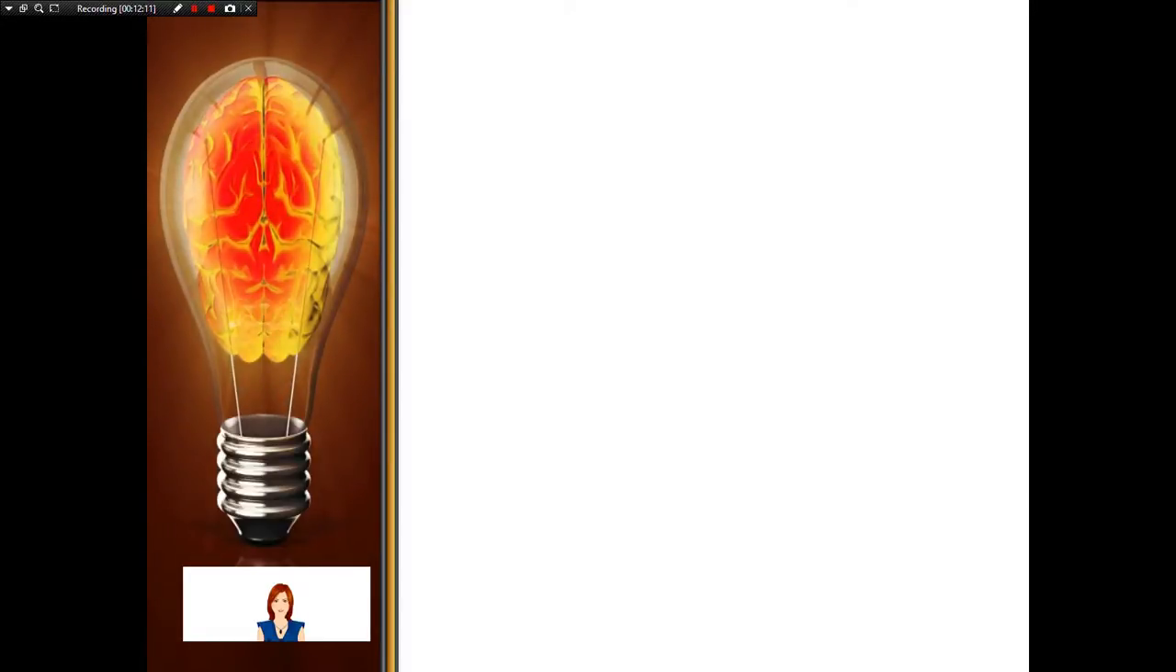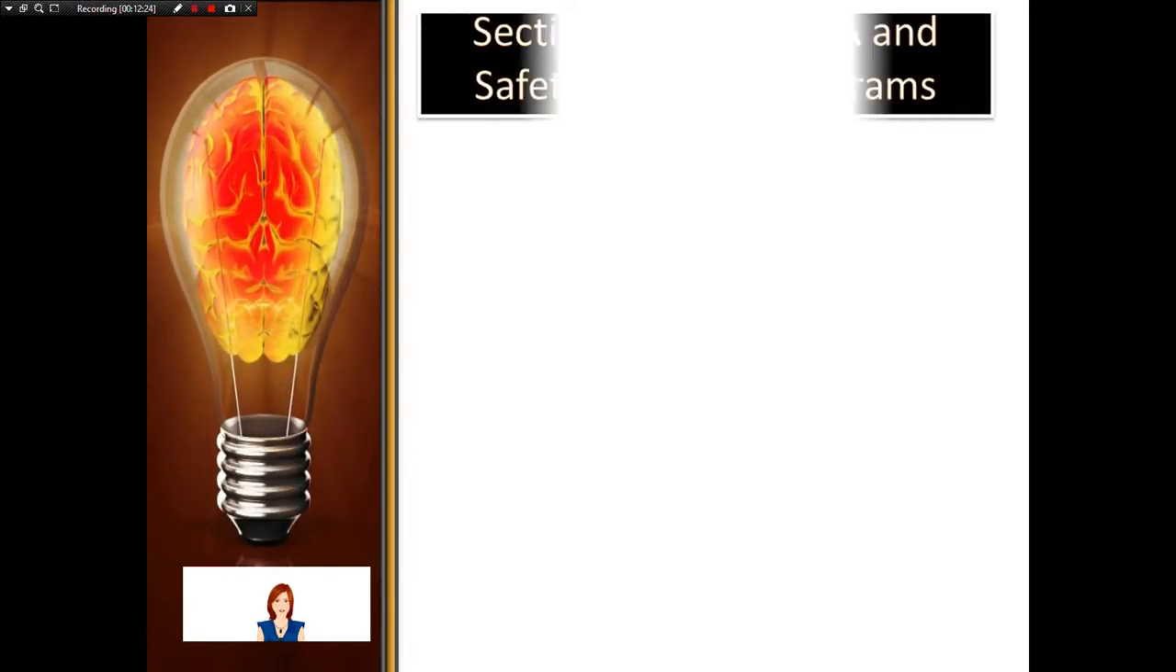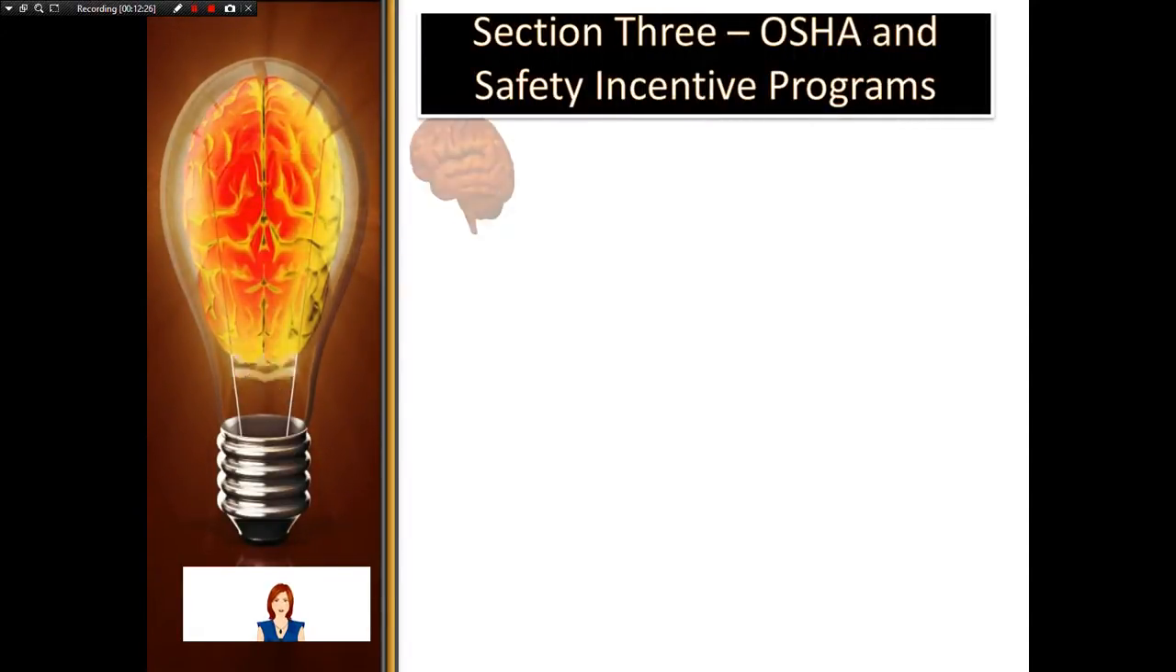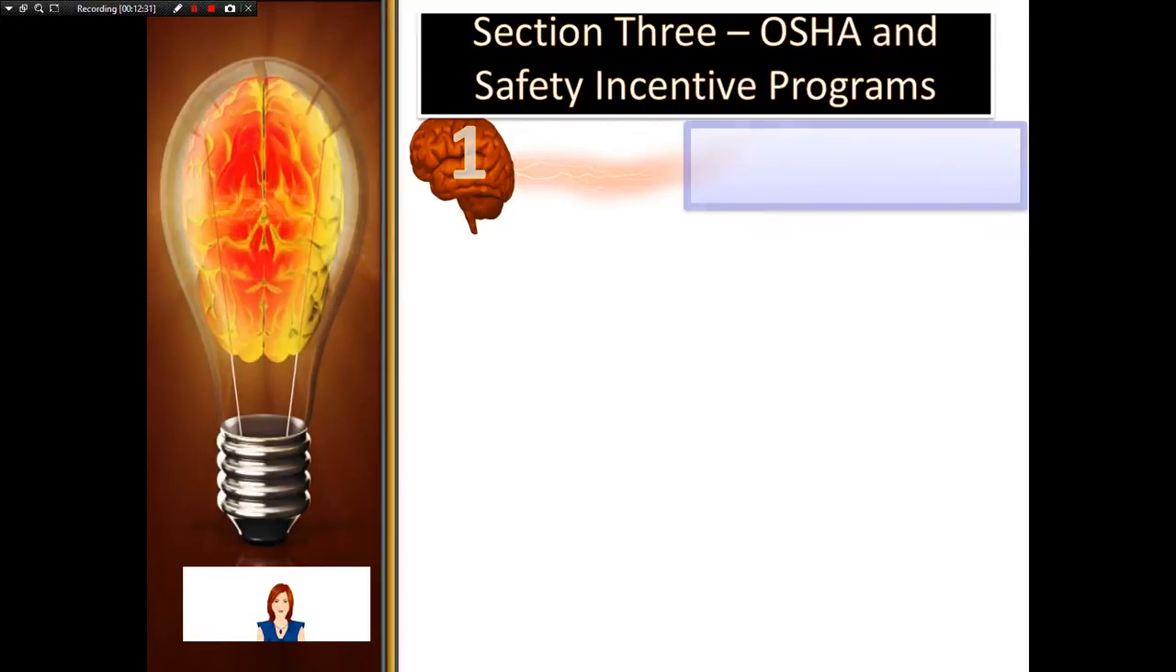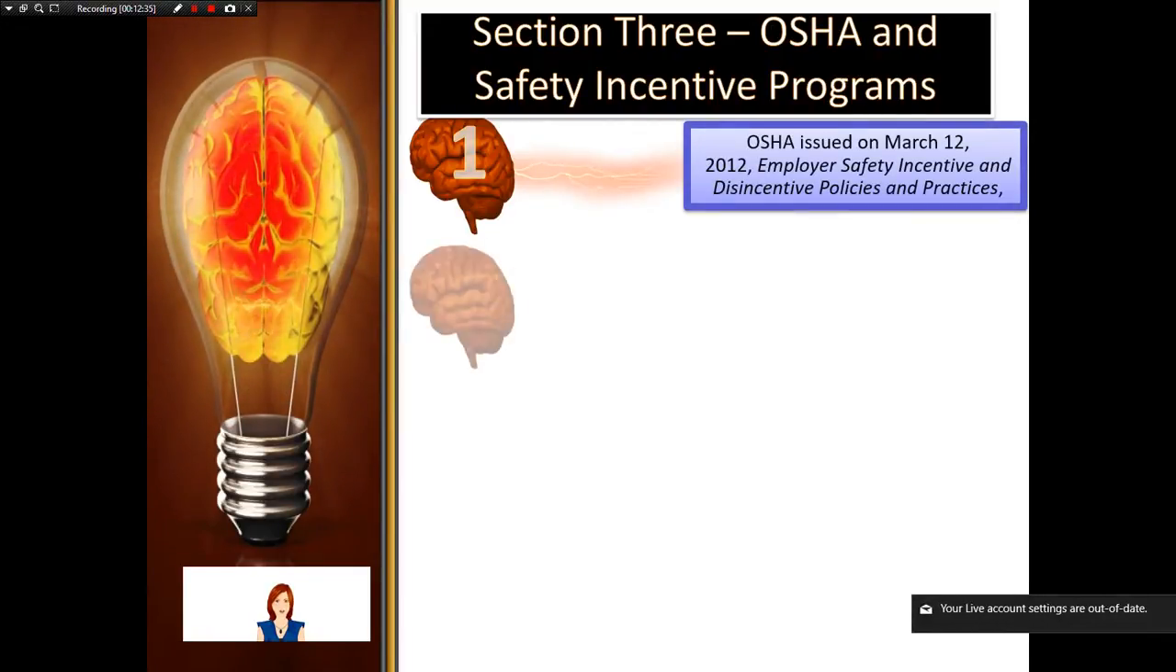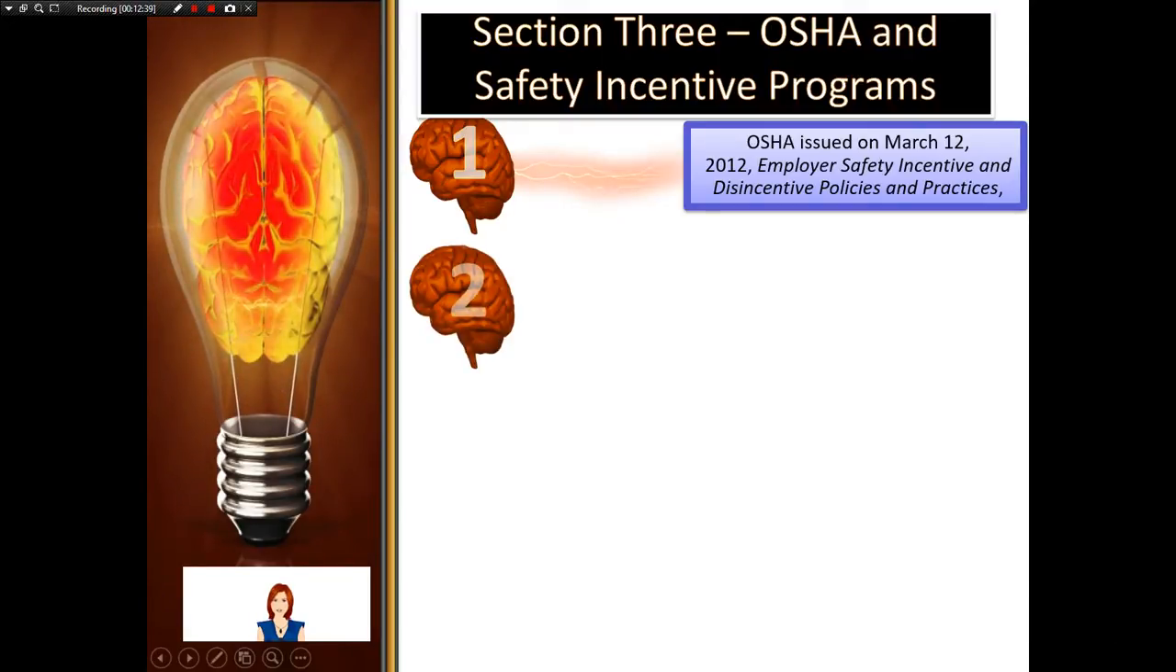Section 3. OSHA and Safety Incentive Programs. OSHA issued on March 12, 2012, Employer Safety Incentive and Disincentive Policies and Practices, which directs field compliance officers and whistleblower investigative staff to beef up their enforcement of 29 CFR 1904.35(b)(1), which addresses work-related reporting of injuries and illnesses, and Section 11(c), which contains the whistleblower statutes.